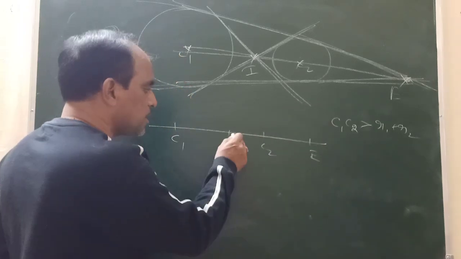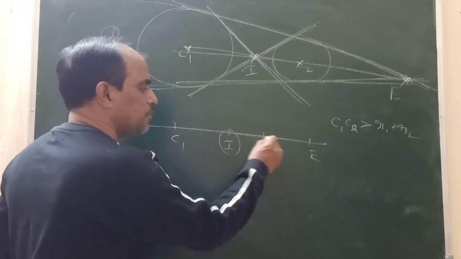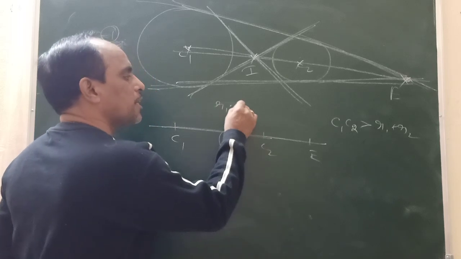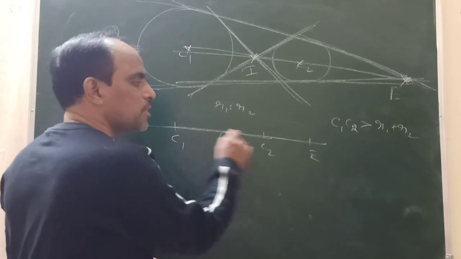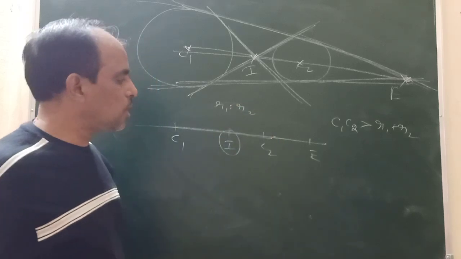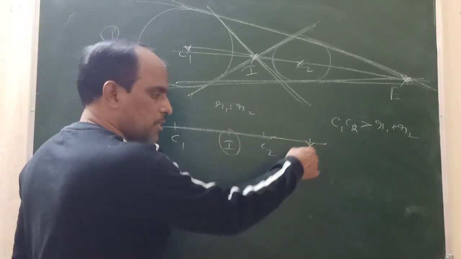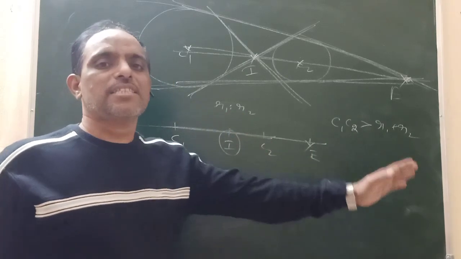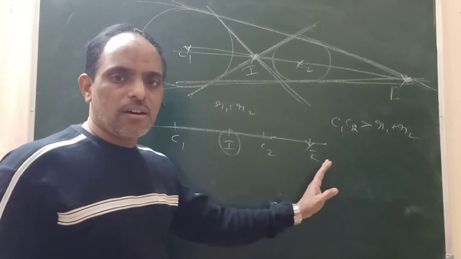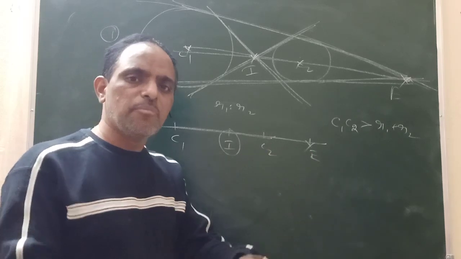And one more point is, this internal center of similitude divides C1 C2 bar in the ratio R1 is to R2 internally, and the external center of similitude also divides in the same ratio R1 is to R2 but externally. So I and E are dividing C1 C2 bar in the same ratio.